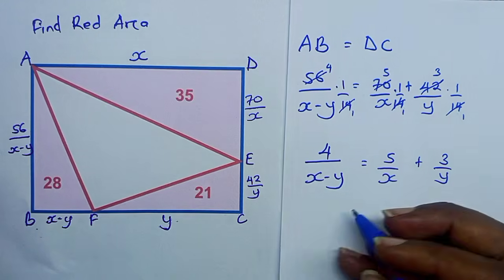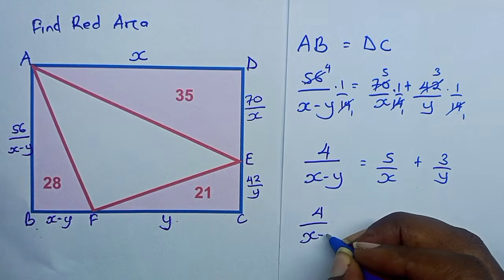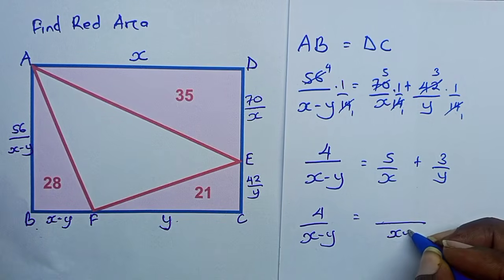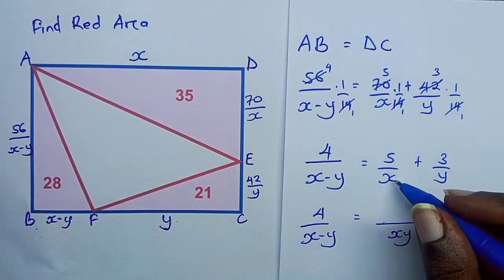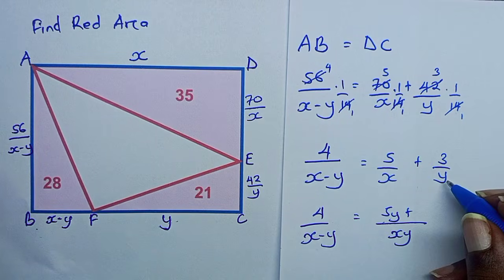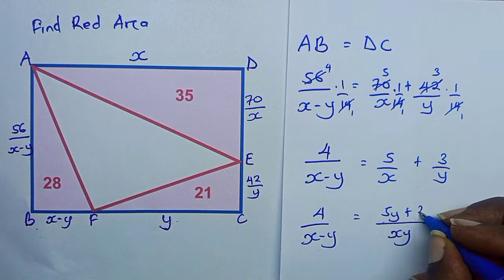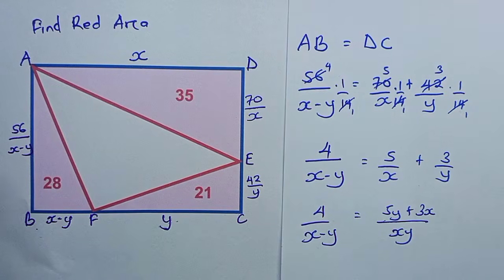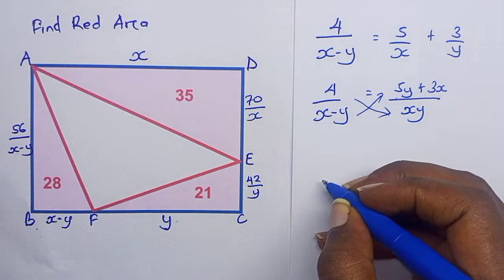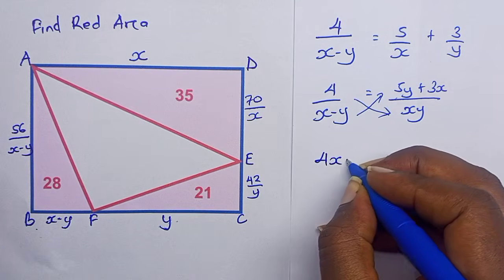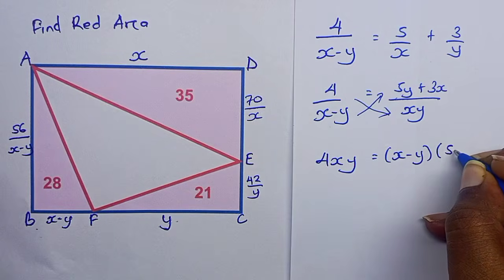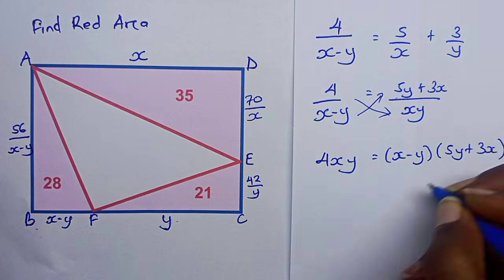So when we work this out, we shall have 4 over x minus y being equal to, here the LCM is xy. xy divided by x is y. So y times 5 is 5y. xy divided by y is x. 3 times x is 3x. Then next, we are going to cross multiply. So we shall have 4xy being equal to x minus y into 5y plus 3x.